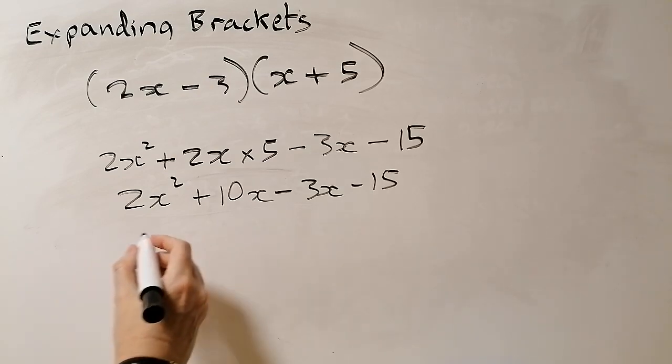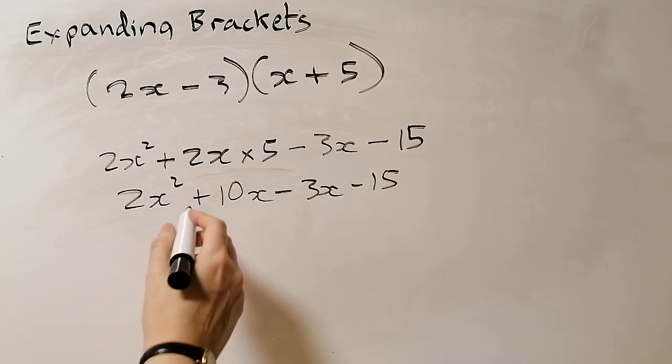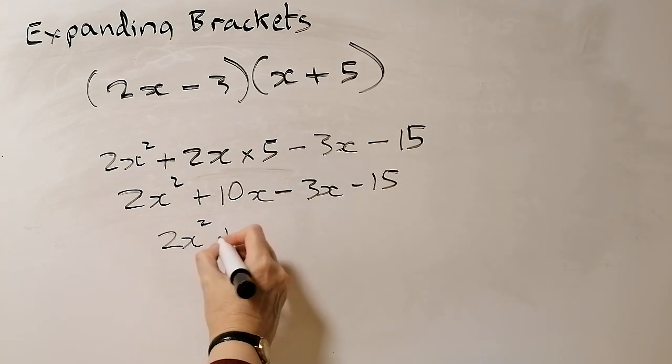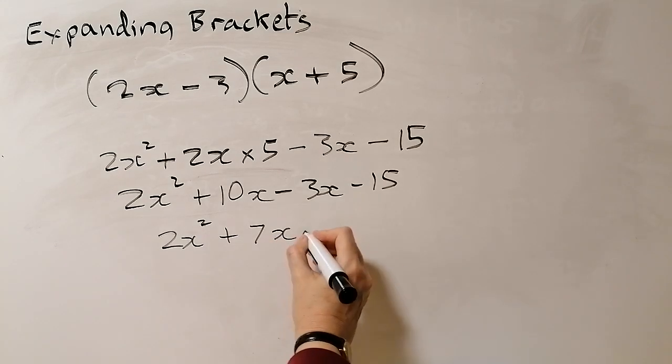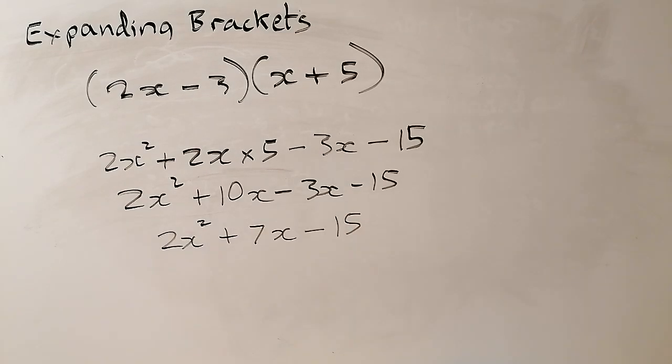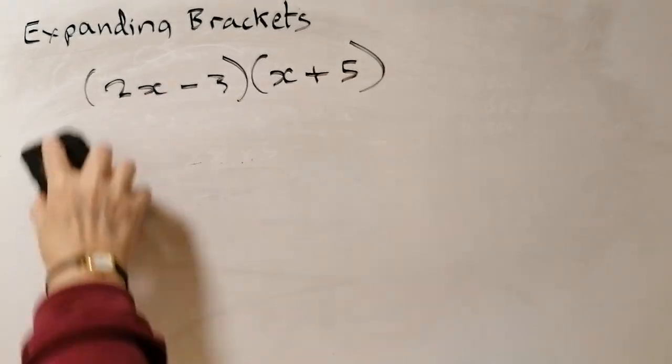Now we can collect our x squared terms. We've only got the 2x squared. Plus 10x minus 3x, that gives us plus 7x. Because 10 minus 3 is 7, which is really like saying 10 lots of x minus 3 lots of x. And that gives us 7 lots of x. And then we have minus 15. And that's how we expand the bracket. Just one more before we look at factorising.